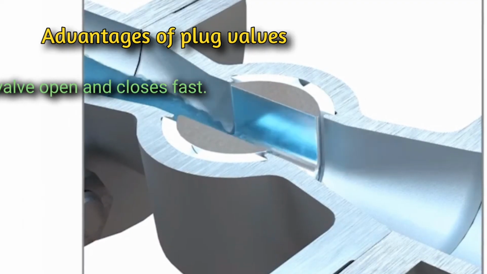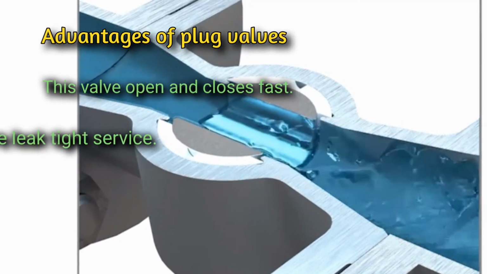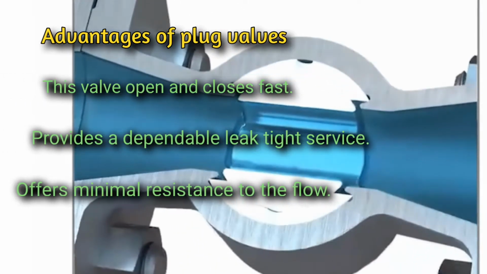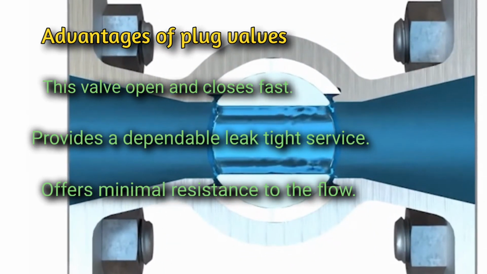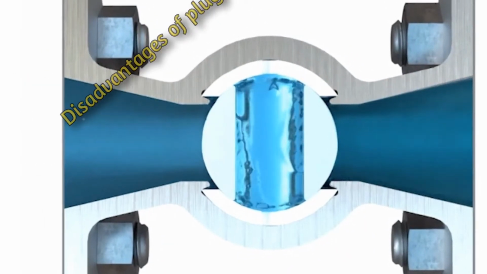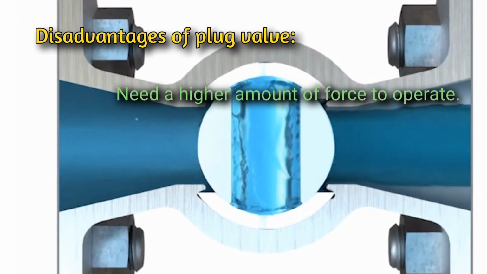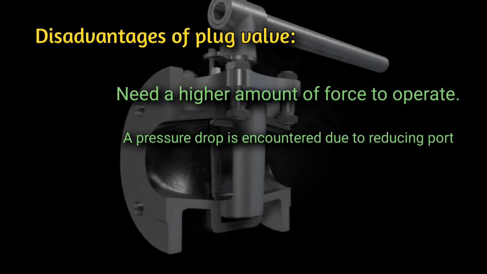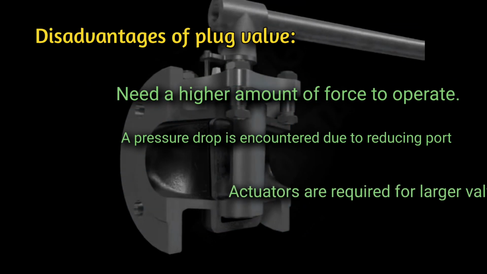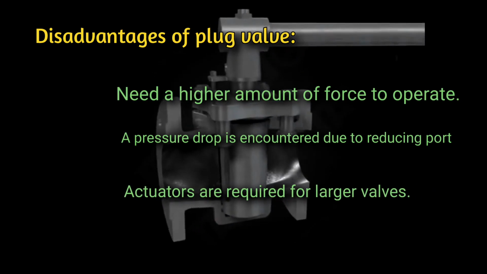Advantages of plug valves. This valve opens and closes fast, provides a dependable leak-tight service, and offers minimal resistance to the flow. Disadvantages of plug valves. They need a higher amount of force to operate. A pressure drop is encountered due to the reduced port. Actuators are required for larger valves.